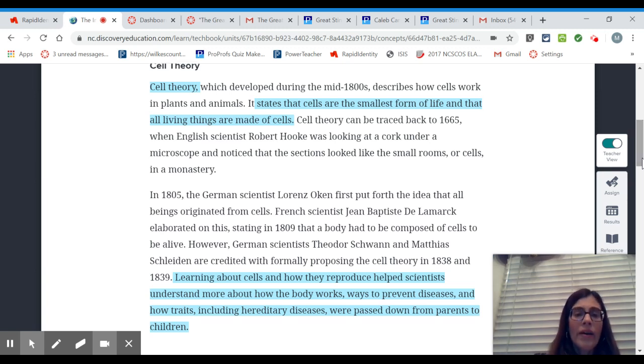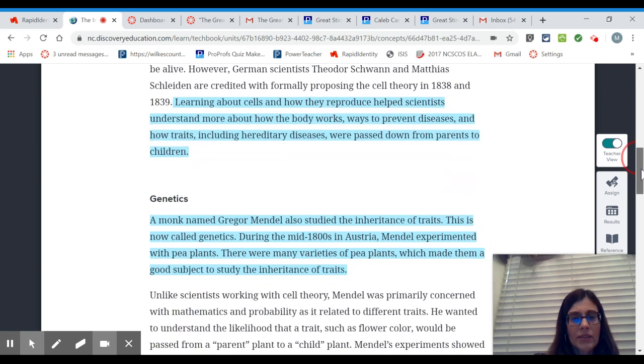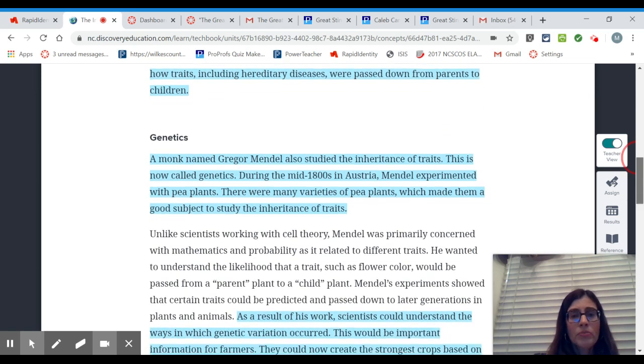Now, how does this help us during the Industrial Revolution? Learning about cells and how they reproduce helps scientists understand more about how the body works, ways that we could prevent diseases like cholera. And then we also began to learn more about our traits, how we inherit diseases, and of course that means how diseases are passed on from one generation to the next.